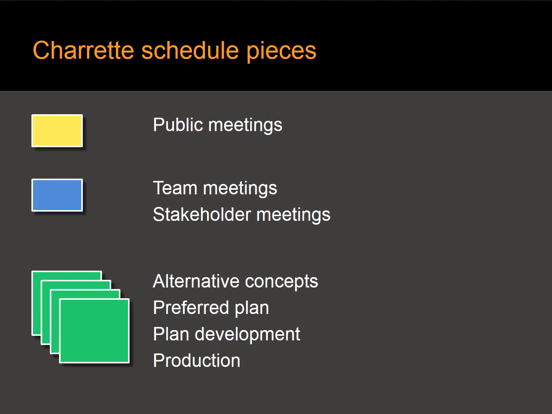You're going to create post-it notes to become pieces of your schedule. The first thing that we instruct is for you to take small yellow post-it notes and make one for each public meeting in the charrette. The next is to take a small blue or other colored post-it note to indicate team meetings and stakeholder meetings. So we're going to refer to the stakeholder analysis to find your stakeholder meetings for your charrette.